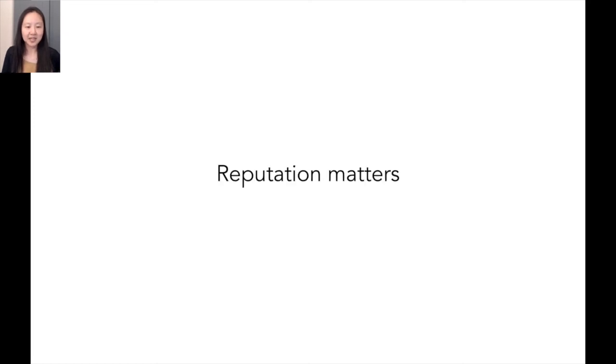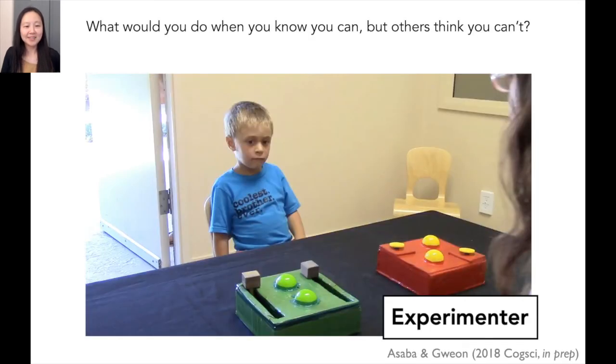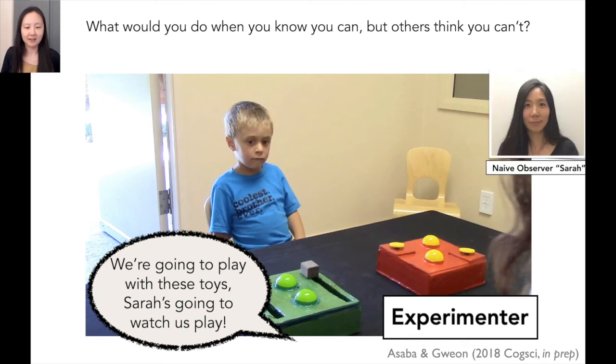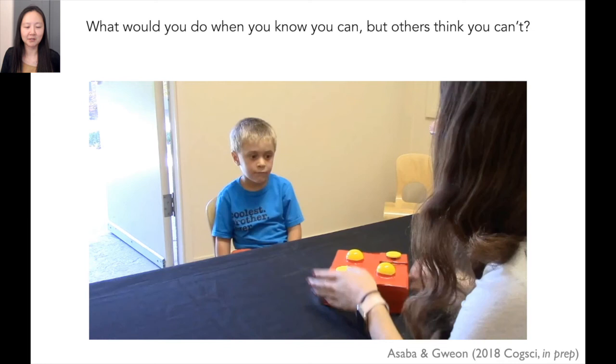Second, reputation matters. And you might think, well, AI doesn't need reputation. What do we need it for? But perhaps you'll change your mind after seeing this example here. In this study, children were presented with two toys, and there was an experimenter who says, we're going to play with these toys, and Sarah, a naive observer, is going to watch us play. So Sarah's sitting in this room as children are playing with the experimenter with these toys.